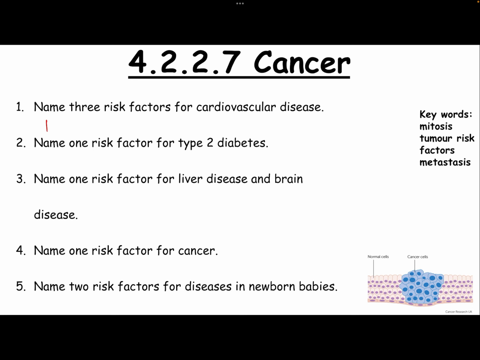So, poor diet, smoking, and lack of exercise. So, you need to eat a healthy diet, avoid smoking, and engage in regular exercise. Those will most definitely reduce the risk of developing cardiovascular disease. Name one risk factor for type 2 diabetes, and that would be obesity.